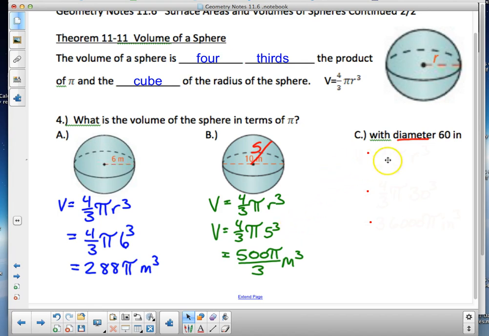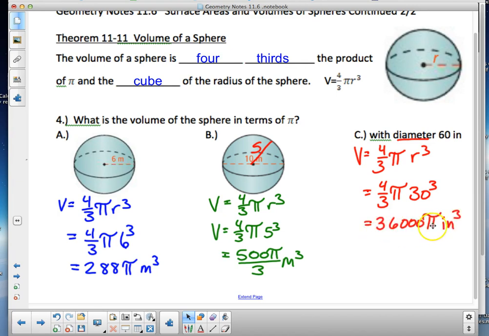In letter C, we have a diameter of 60, so its radius is 30. So I've got to do that work, and there wasn't any diagram, so it makes it a little harder because I've got to know what all the information means when they hand it to me. 4/3 pi 30 cubed. Pop that in my calculator, got 36,000 pi inches cubed.